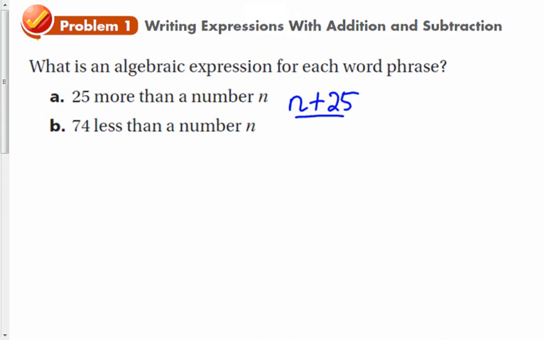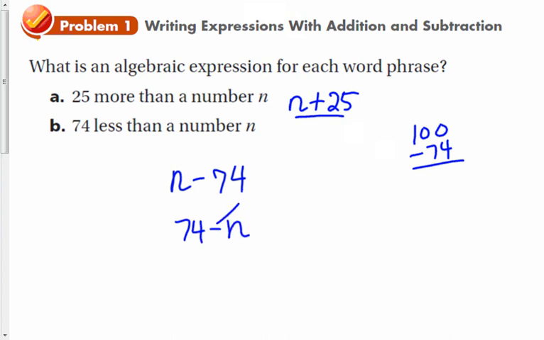So if we want 74 less than a number n, let's think of 100 minus 74. That's how you would find 74 less than some number. So we really have to subtract 74 from n. And in this case, this would totally not be acceptable. You actually will get the opposite of the number you're looking for if you do it that way. So think about 74 minus 100, that's actually a negative number.